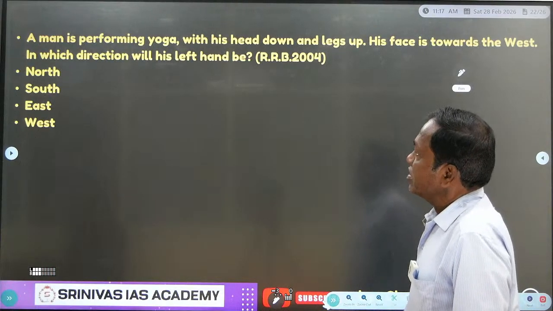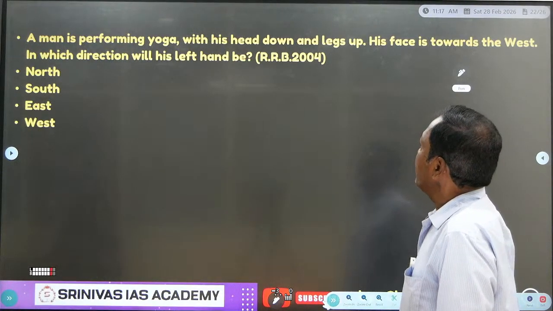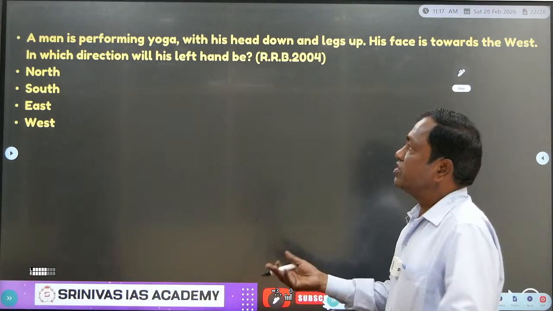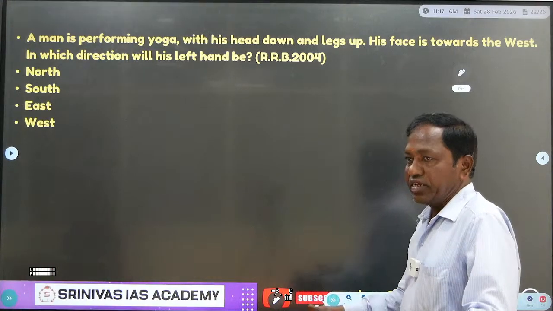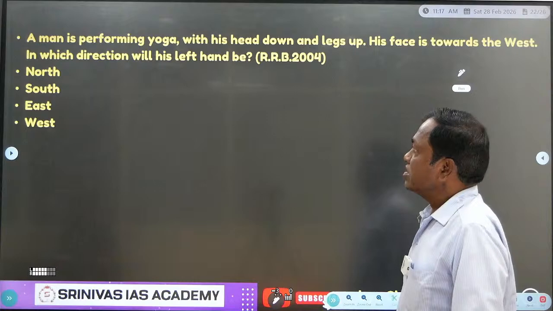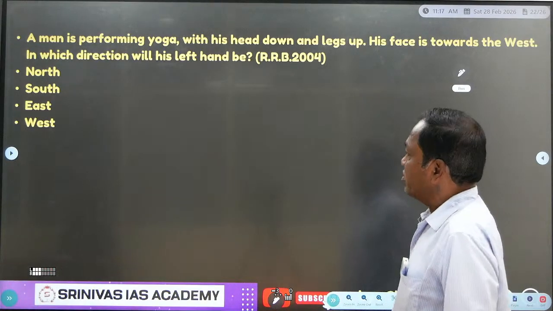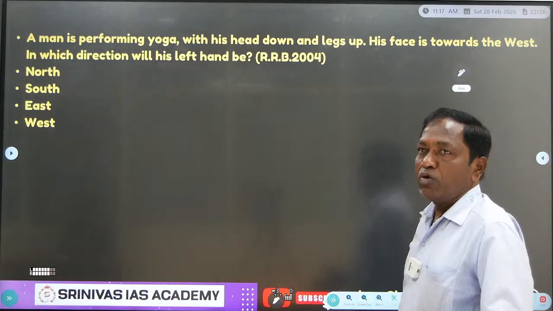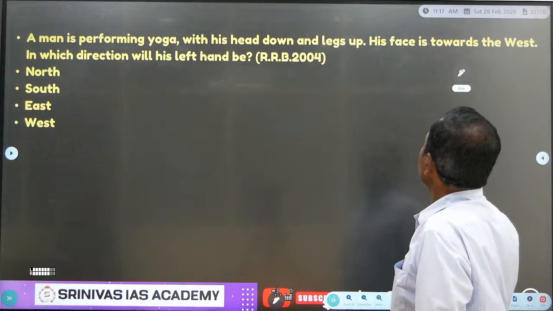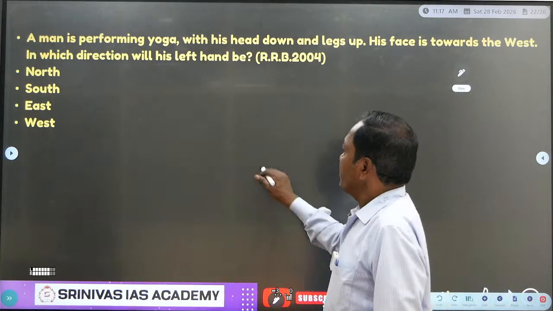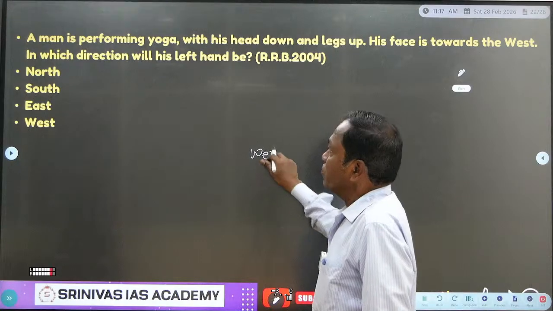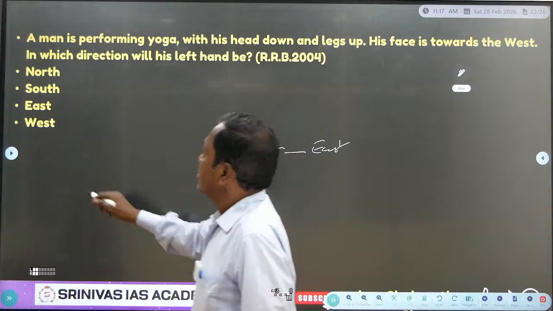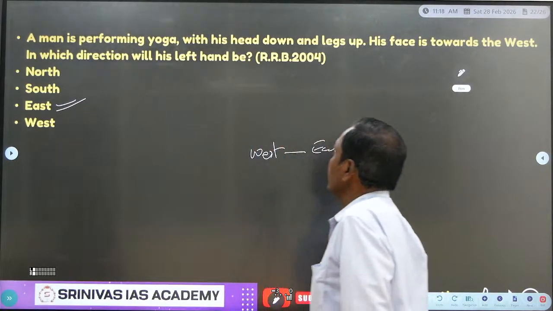Okay. A man is performing yoga with his head down and legs up. His face is towards the west. In which direction? It's a reverse direction you have to take, because he is standing upside down. North will be down. Just the opposite direction you have to take. His face is towards the west. West opposite is what? East. You can take east. Like that. That's the thing.